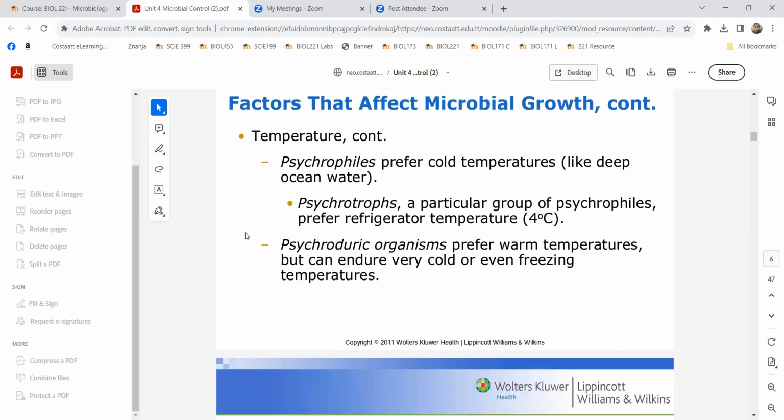Psychrophiles prefer colder temperatures, like deep ocean water. Psychrotrophs are a group of psychrophiles that also like cold temperatures, but they're a bit fussy in that they prefer refrigerator temperatures of 4 degrees Celsius. So if you put a food item in the fridge and you realize after 1 or 2 days you have bacterial growth, it's smelling weird, something is definitely off. That's not something you're accustomed to, because food in the fridge can last 4 or 5 days or so. It definitely alerts you to the fact that something is up, right? You are possibly finding that you have psychrotrophs present there.